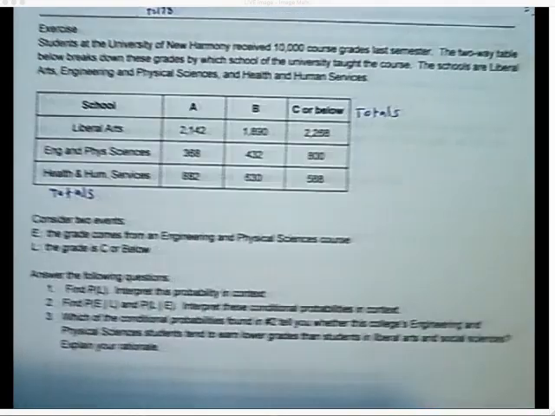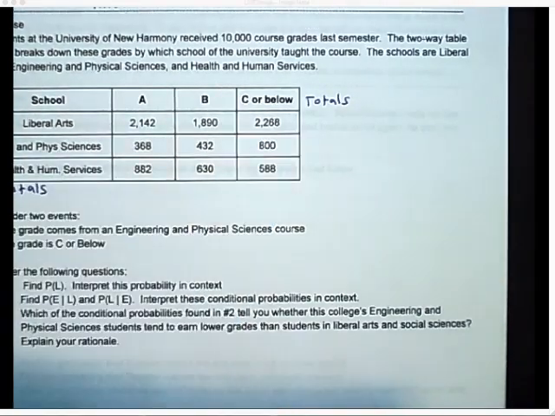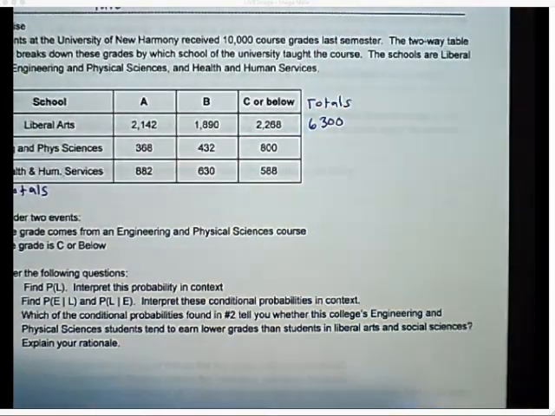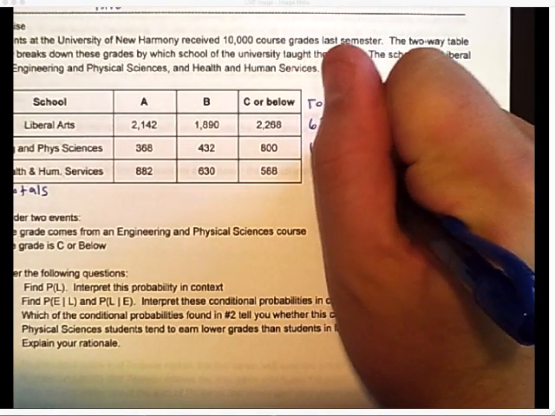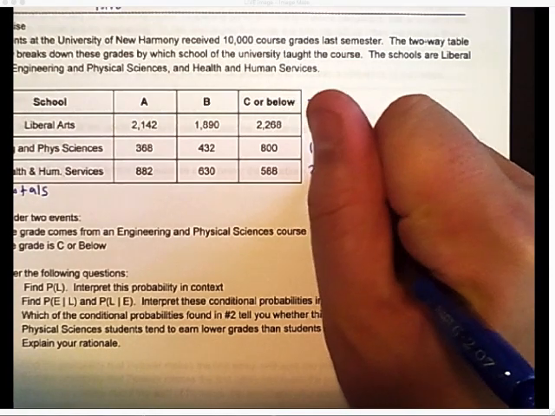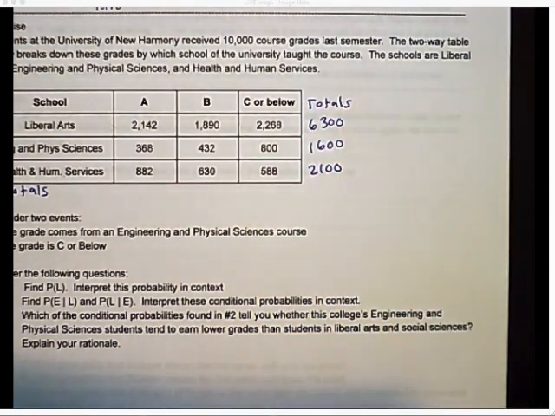So let's just add these. Let's just go across first. So 2142 plus 1890 plus 2268, that's 6,300. 368 plus 432 plus 800, that's 1,600. 882 plus 630 plus 588, that's 2,100. If I add these down, it should be 10,000 because they told me that in the problem.